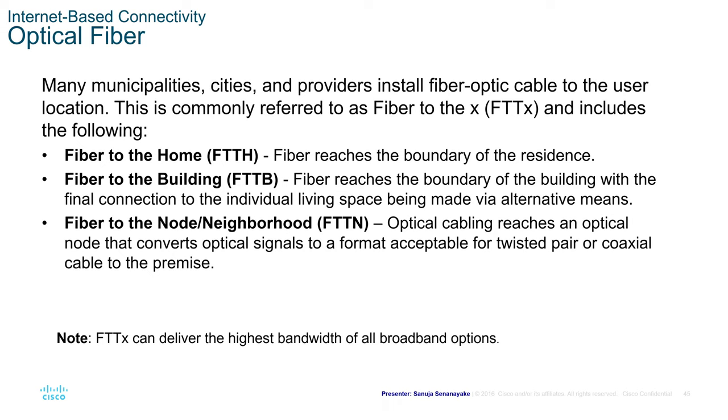Fiber to the building. In that case, the fiber reaches all the way to the boundary of the building, with the final connection to the individual living spaces being made via other means. So it will come all the way to the demarcation point of the building, such as an apartment complex, for example. Fiber to the node or neighborhood is also known as FTTN. In that situation, the optical cabling reaches an optical node that converts the optical signal to a format acceptable for twisted pair or coaxial cable to the premises. In that case, it'll go to some kind of junction box near your neighborhood, and from there it will be using regular coaxial cable to distribute.